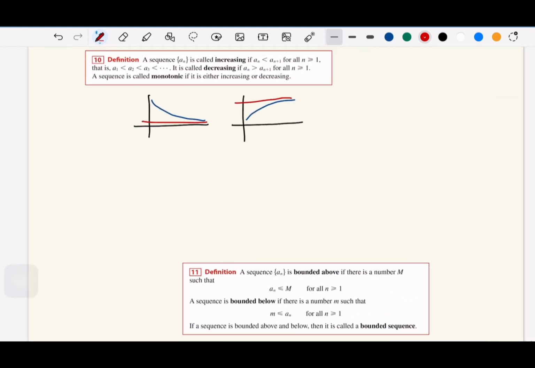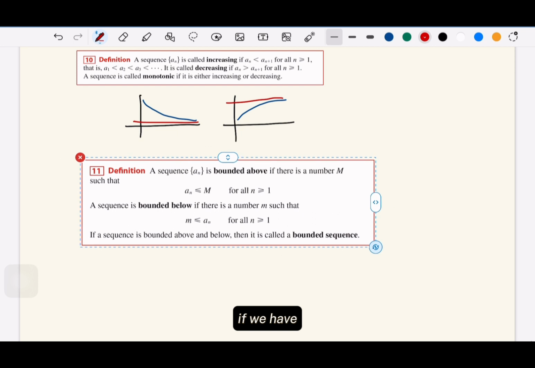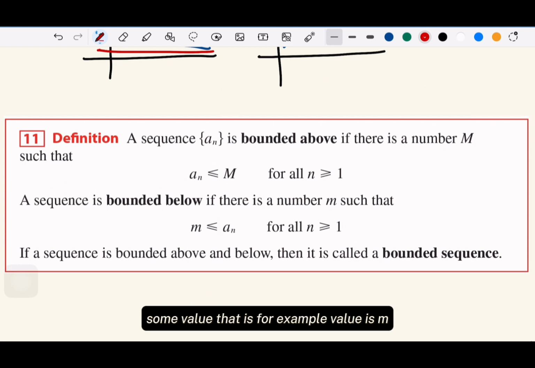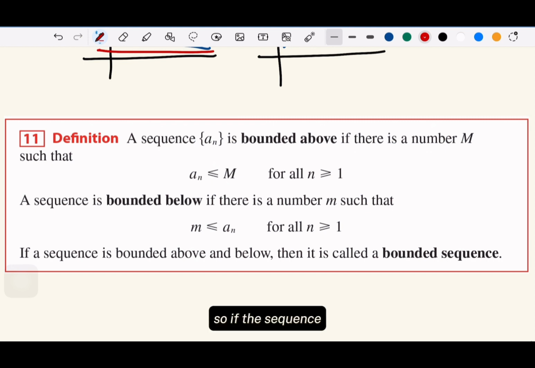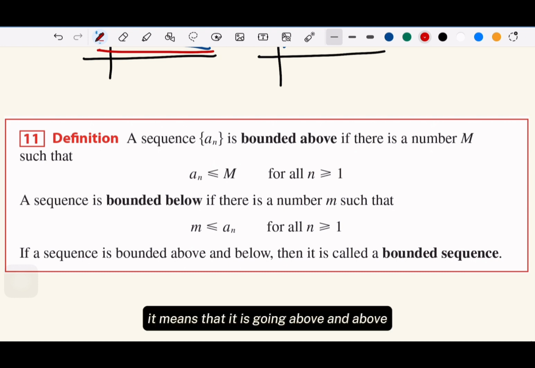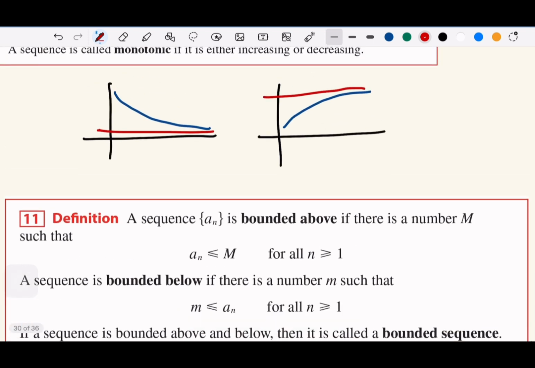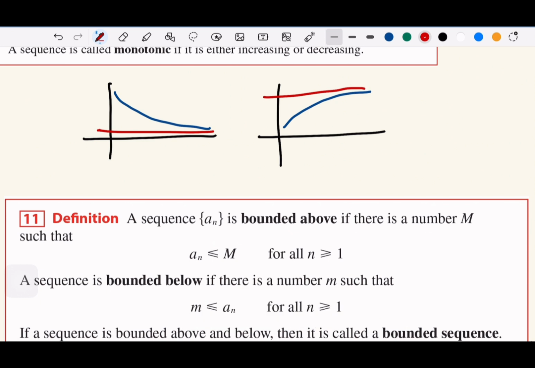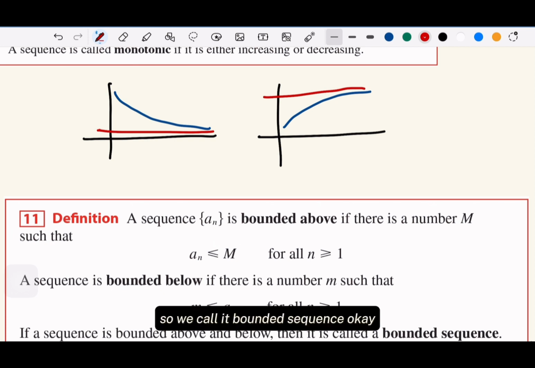And then if we have some value, for example, the value is M. If the sequence is always less than or equal to M, it means it is bounded above. This M is always on the top, so we call it bounded above. Or we use a small m here, and then we switch, and it's always less than or equal to a_n. So it's going to be down here, and we call this bounded below. So we call it a bounded sequence.